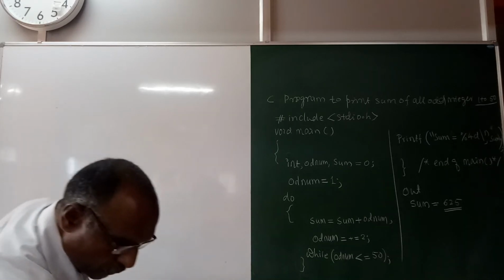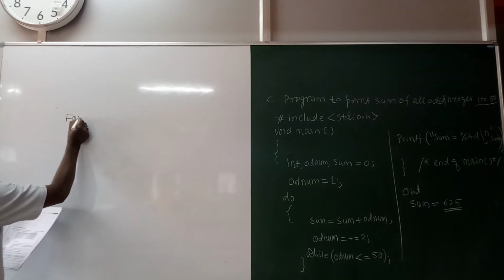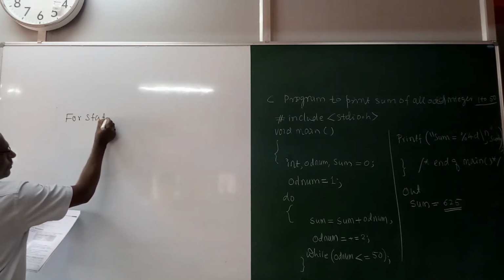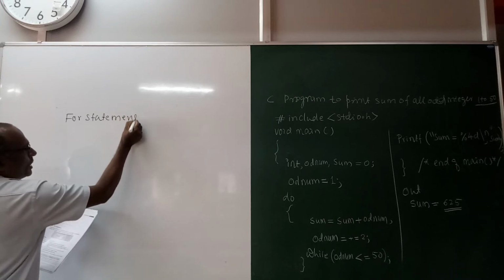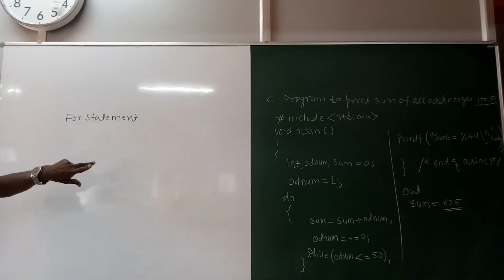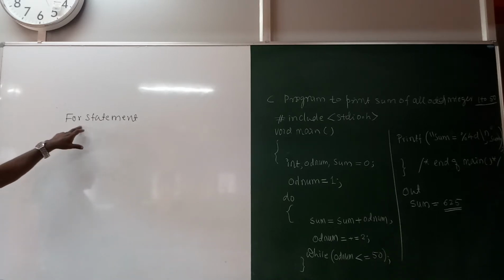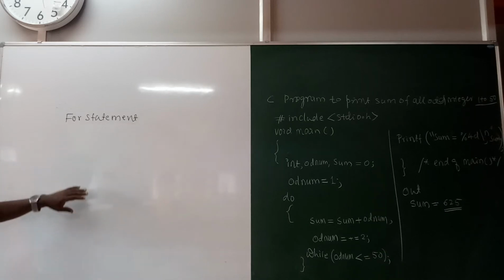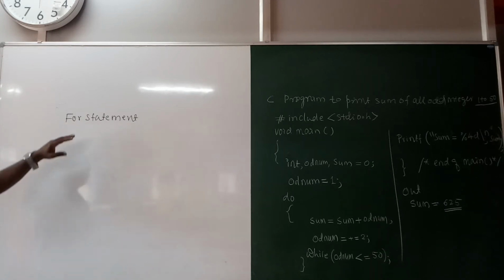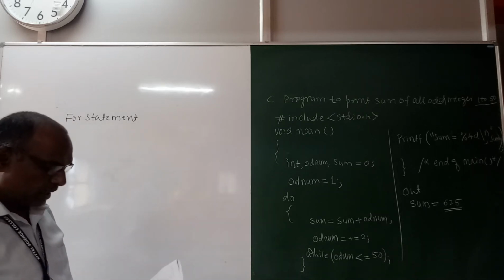Let's go to the for statement. For statement. There is a difference between the earlier two statements. This is also a looping control structure. While and do while statements and the for statement, they are looping control structures, but there is a difference between for and the while and do while statements.